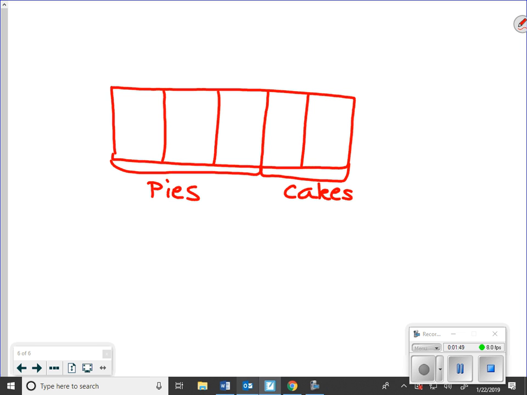1/3 of the pies. I know that's easy because there are 3 units that are pies. So 1 of the 3 are coconut. I'm just doing what the problem told me. 1/3 of the pies are coconut.